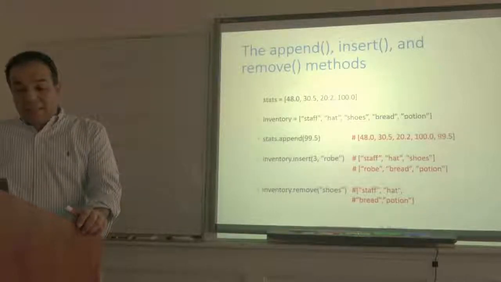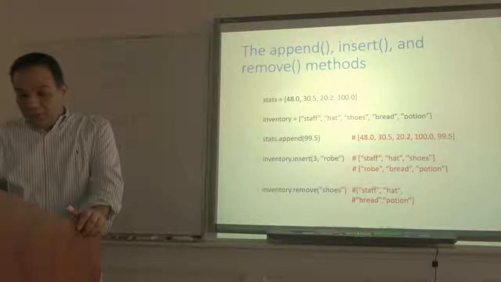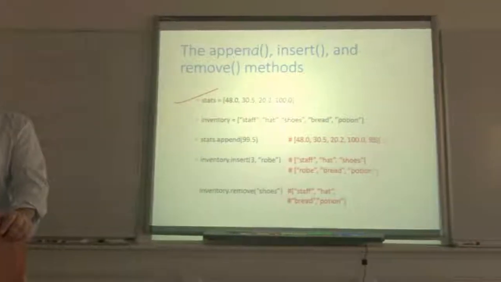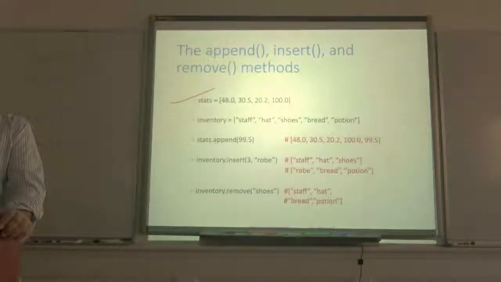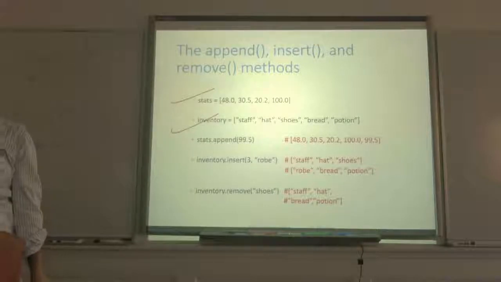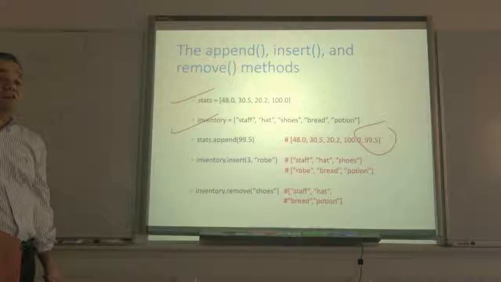So let's take a look at append. For example, this is the stats list. You have 48, 30.5, 20.2, and 100. And this is another list called inventory, which has strings. So if I do stat.append(99.5), what does it do? It will add 99.5 to the end.